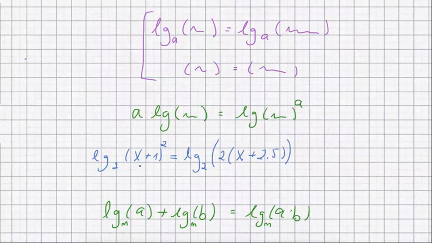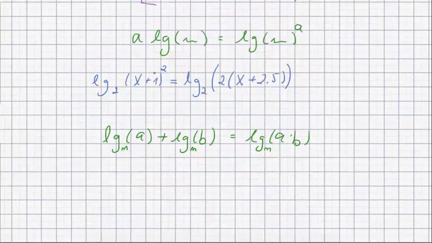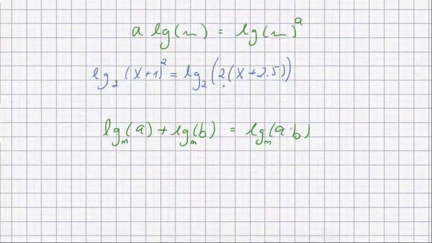We have 1 log on each side with the same base. And now we can say that the things inside the log are equal. So x plus 1 in parentheses to the power of 2 equals 2 times x plus 2.5.